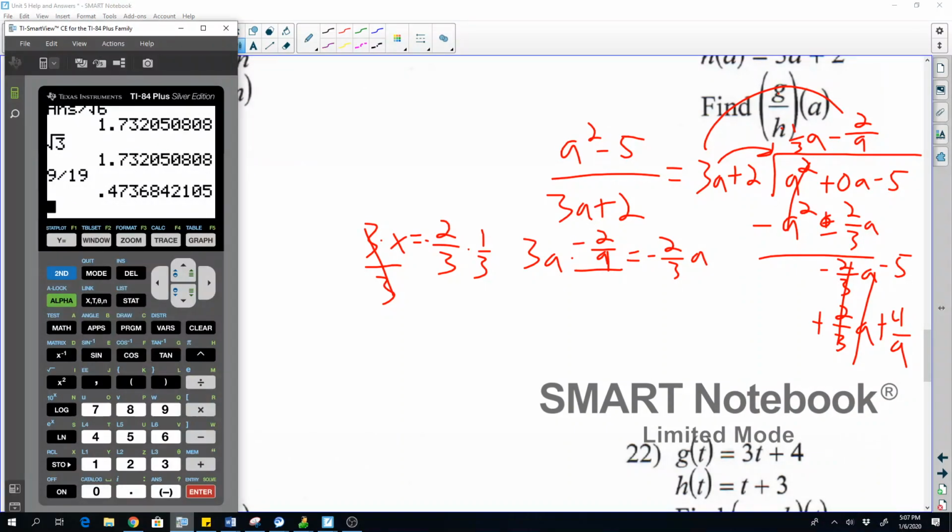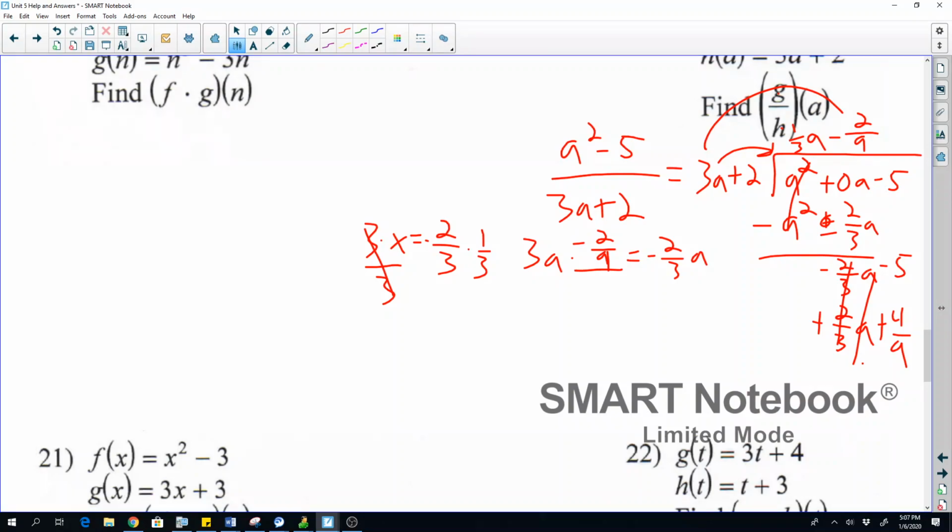Let's use our calculator for that. So 4 divided by 9 minus 5 is our remainder. And so math button, fraction, negative 41/9 is our remainder. And so our answer is 1/3 a minus 2/9 with the remainder of negative 41/9 all over the divisor, which is 3a plus 2.